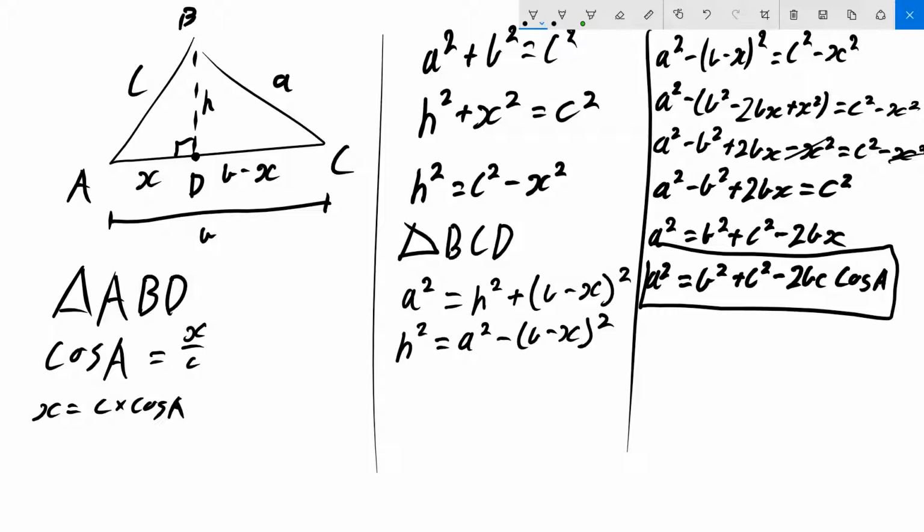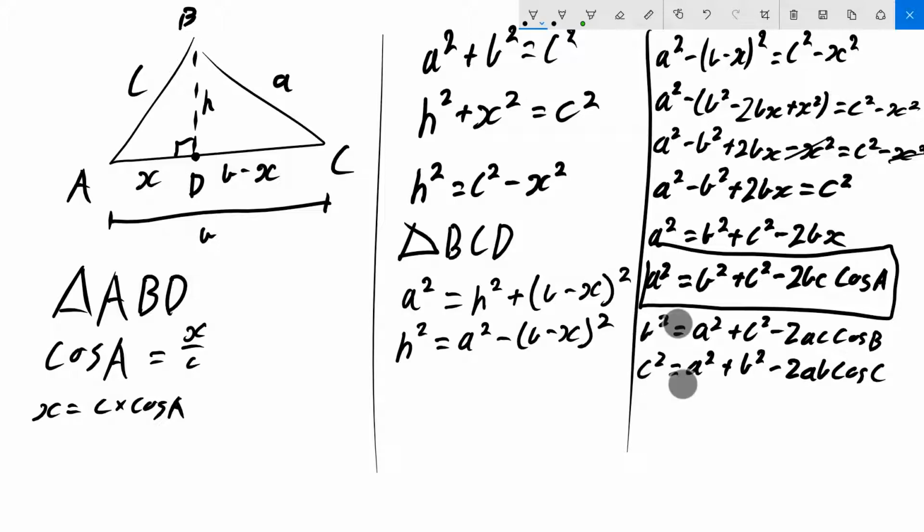And there's various other ways to write it. Depending on how you labeled your triangle, you can also write it in different ways. So you can say b squared is equal to a squared plus c squared minus 2ac cos b, or c squared is equal to a squared plus b squared minus 2ab cos c. Those are all the exact same. It's just using different sides to work out what this triangle actually is.